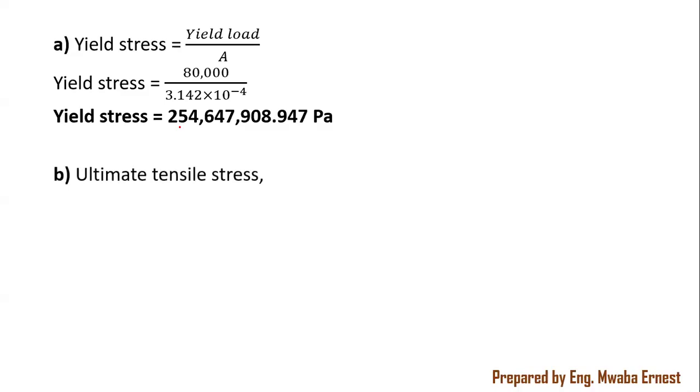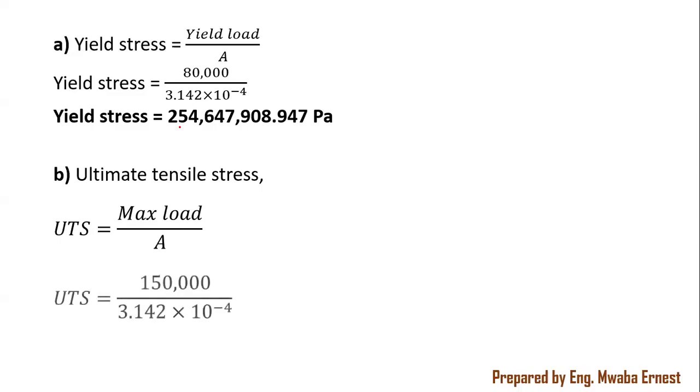The next one is the UTS. By definition, we say that UTS is supposed to be the load or the stress at the maximum point. We consider the stress produced by the maximum load experienced by this material as our UTS. So we're saying this is the maximum load divided by the original area A. The maximum load we were given was 150,000. What was the area? The area was 3.142 by 10 raised to power negative 4.